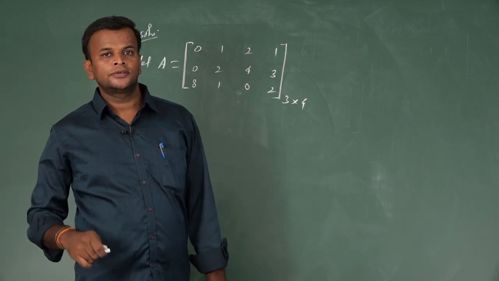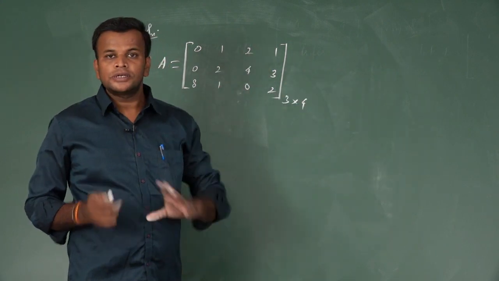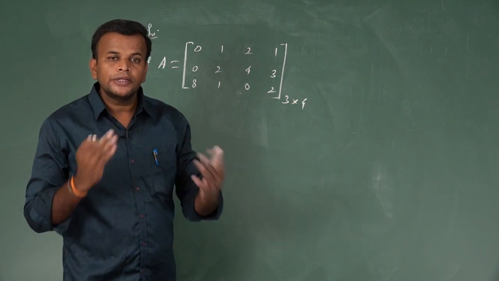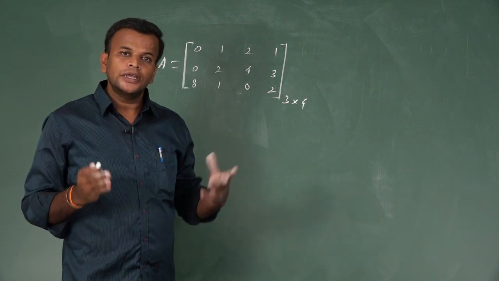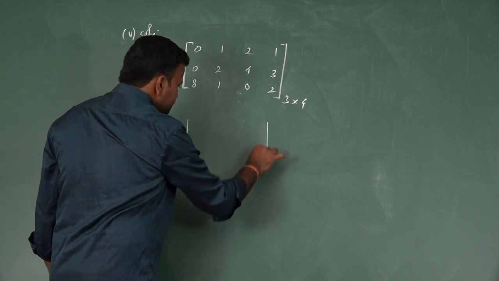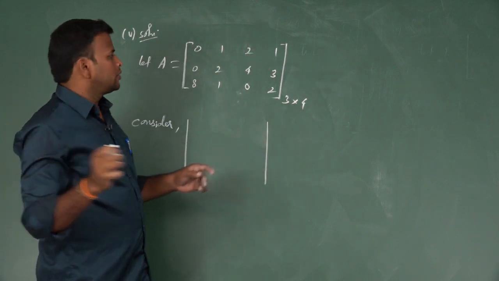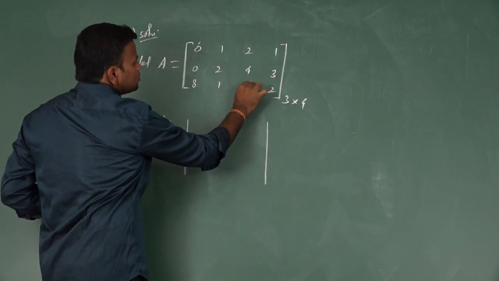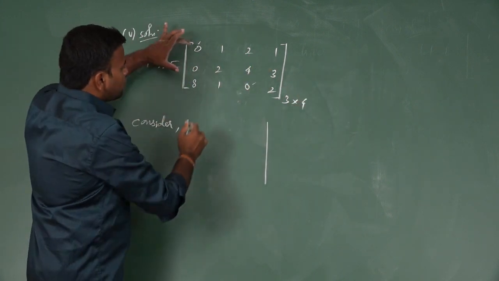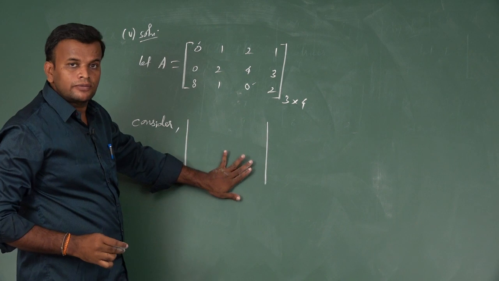Now we consider 3 by 3 first of all. In the previous one, it was 2 by 3, so we tried 2 by 2. But this is 3 by 4, so first we reduce to 3 by 3. It's your choice, you can take any 3 rows and any 3 columns. I consider the determinant, row wise or column wise, it's your choice. I take the elements from the first 3 rows and first 3 columns, leaving the last column. Next I check what value will come.